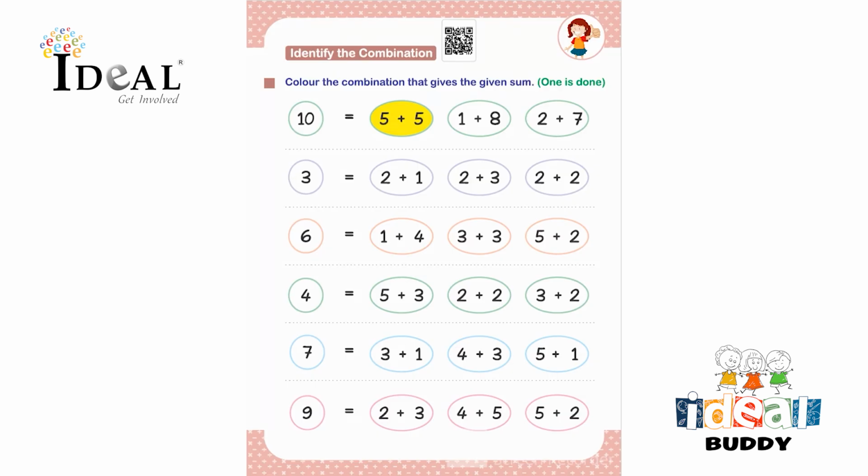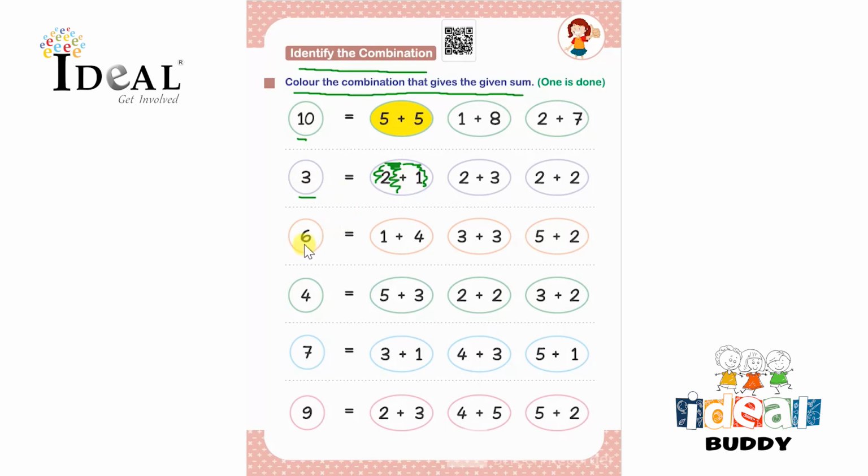Hello everyone. In this page, the child will identify the correct combination. So here they have to color the combination that gives the sum. So the first number is 10. So 5 plus 5 equals 10. Next is 3. So 2 plus 1 equals 3. So they have to color this because this is the correct option. So they can use pencil color to color this.